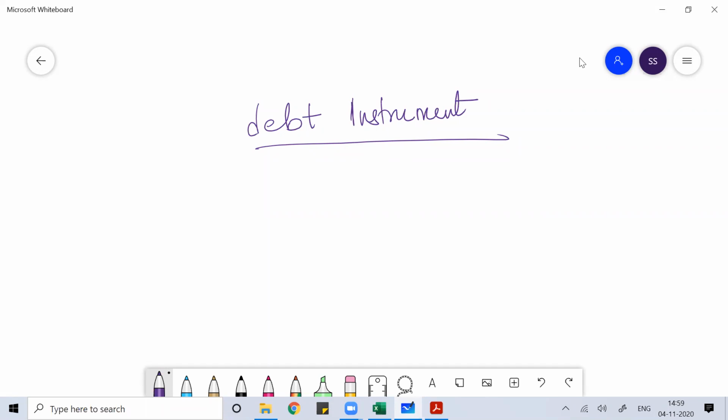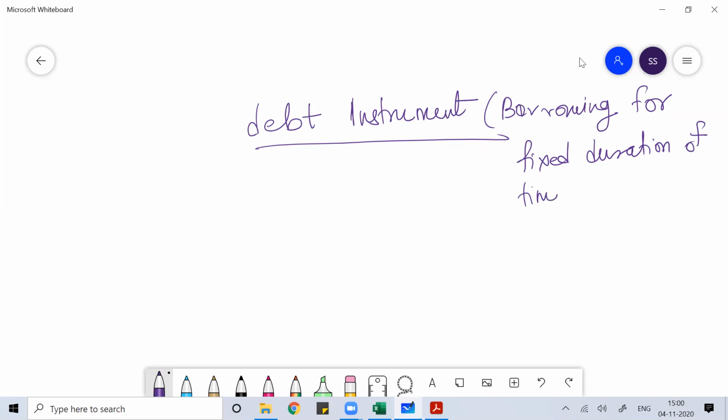So the debt instrument is all about borrowing for a fixed duration of time.